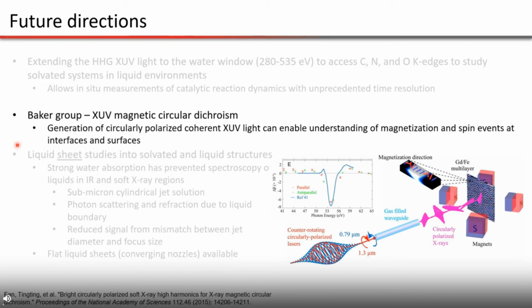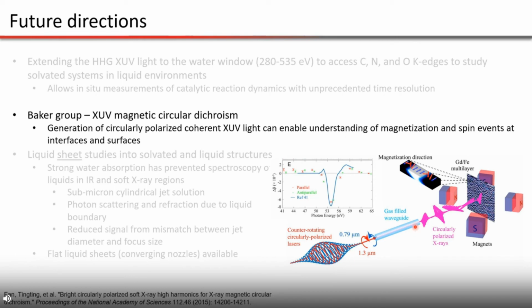The second future direction I'll highlight is XUV magnetic circular dichroism, where we have the generation of circularly polarized coherent XUV light. So we produce circularly polarized rather than linearly polarized XUV light, and then we can use this light at the sample, which is in some magnetic field, to understand spin events at interfaces and at surfaces.